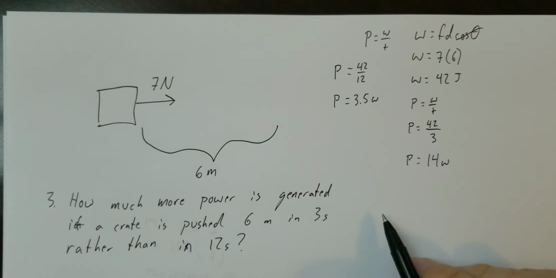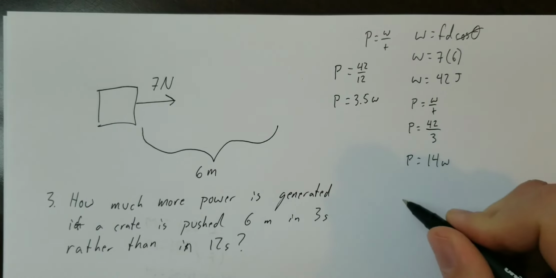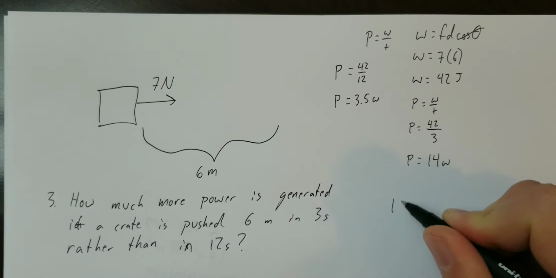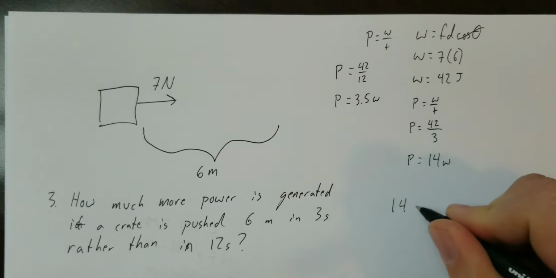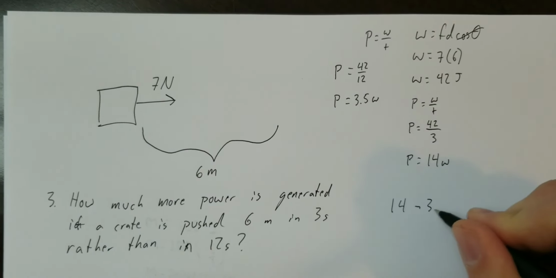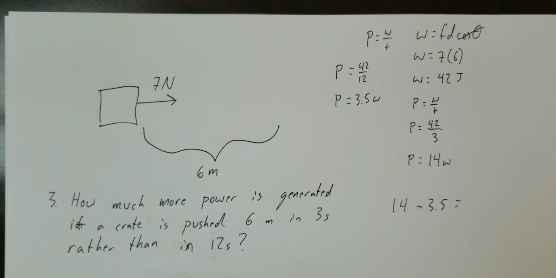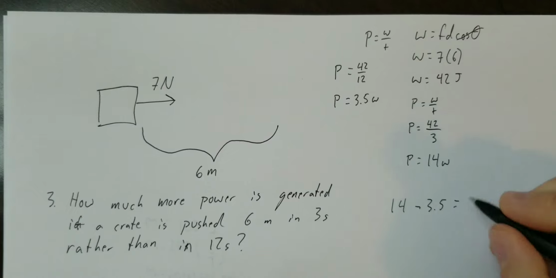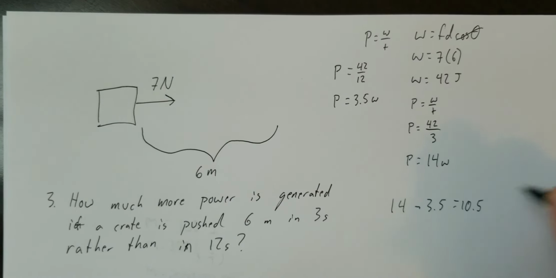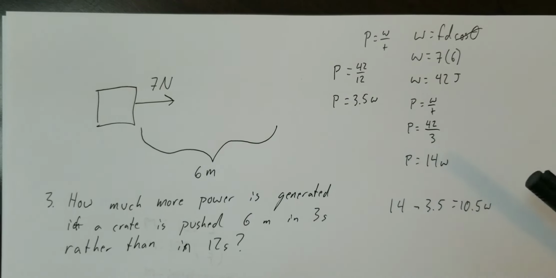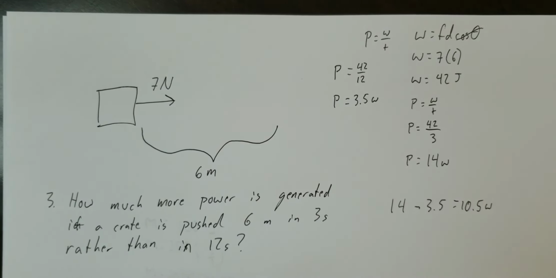And so to answer the question, we want to know how much more power. So all we need to do is take our new power, 14, minus our old power, which is 3.5, for a total of 10.5 watts. So 10.5 more watts are generated if we push it in 3 seconds.